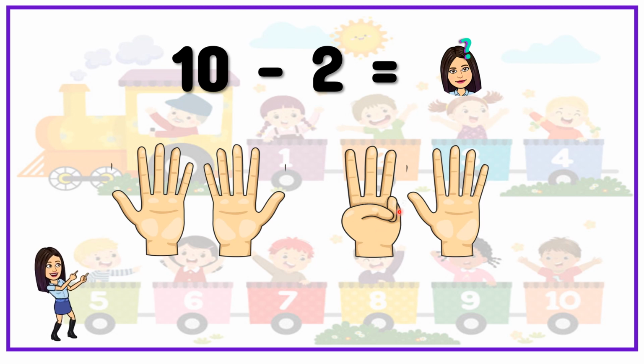1, 2. And for the last step to find the difference, we're going to count the remaining fingers, those who are not folded. So let's count. 1, 2, 3, 4, 5, 6, 7, 8. So the remaining fingers are 8. It means 10 minus 2 is equal to 8. Am I clear with this?